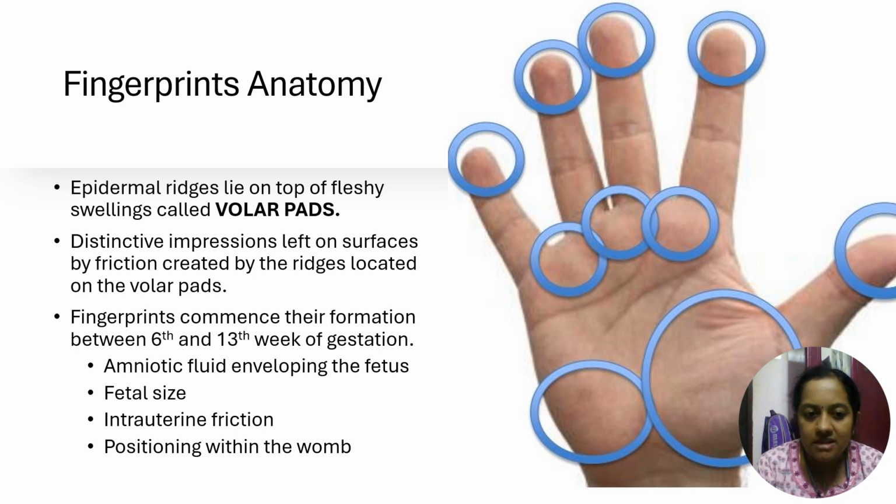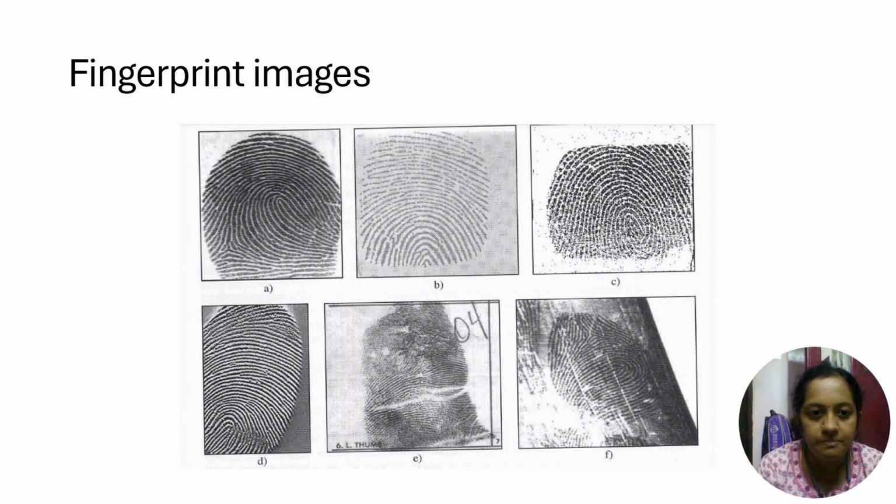The fingerprints commence their formation from the 6th till the 13th week of pregnancy or gestation, and these are based on parameters like amniotic fluid, fetal size, intrauterine friction, and positioning of the baby within the womb. These are some samples of fingerprint images. You can see different patterns in this, and we will be looking at each of them in forthcoming slides.